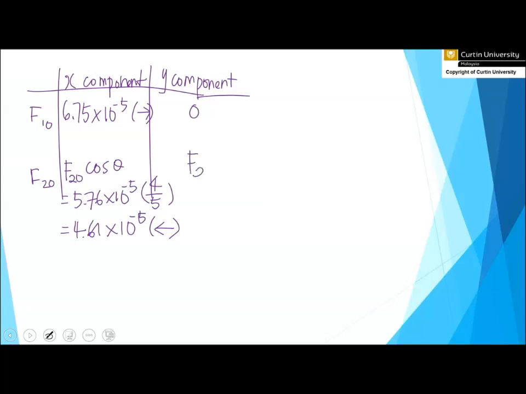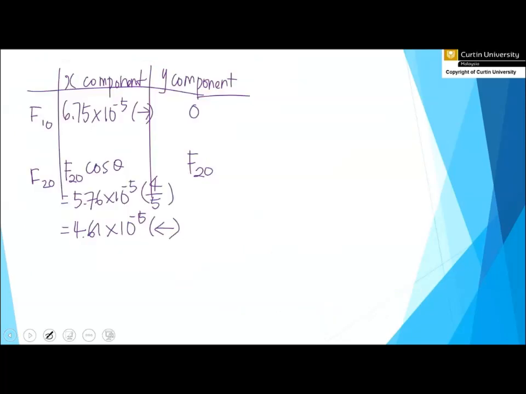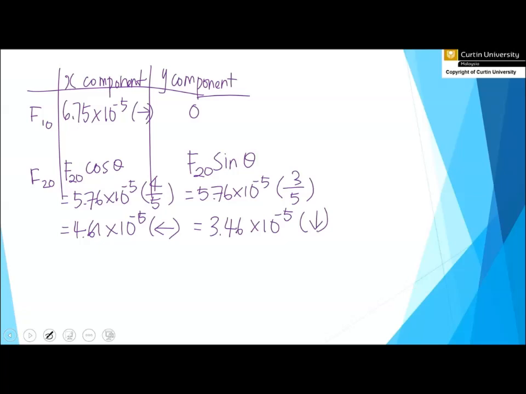For the Y component, this is the Y component, right? So looking at the trigonometry, it is sine. So F2 sine theta: 5.76 times 10 to the power of negative 5. Sine theta is 3 over 5. And that gives you 3.46 times 10 to the power of negative 5, moving downwards.